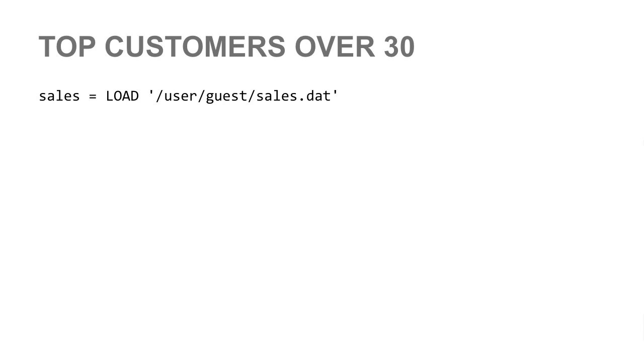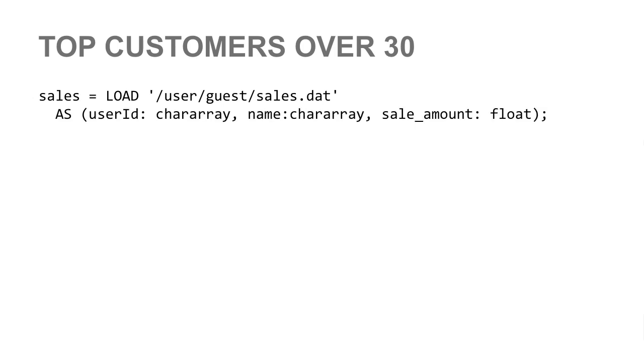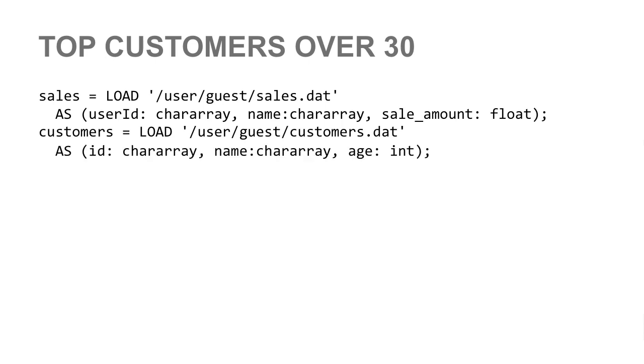So the first thing that we will do is to load some data. We are going to load the data from our file, and we are going to define the schema where we have the user ID, character array, name, and the sales amount. Then we are going to load the customers from another file, and we define the schema. So we have the ID, name, and age.